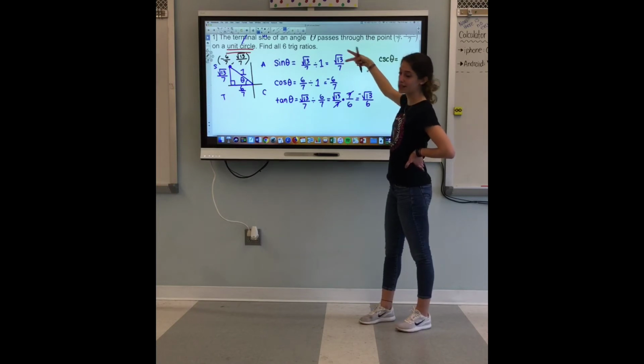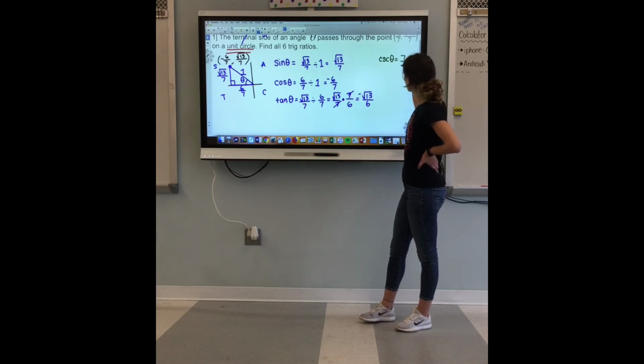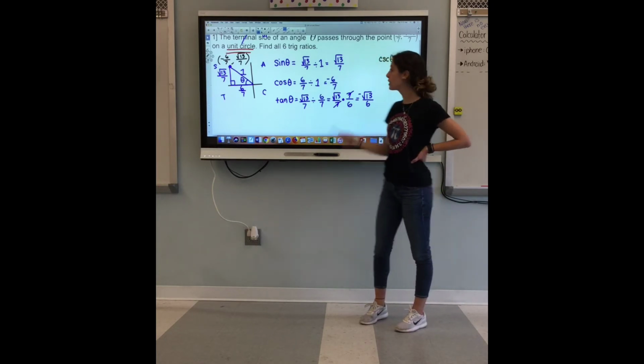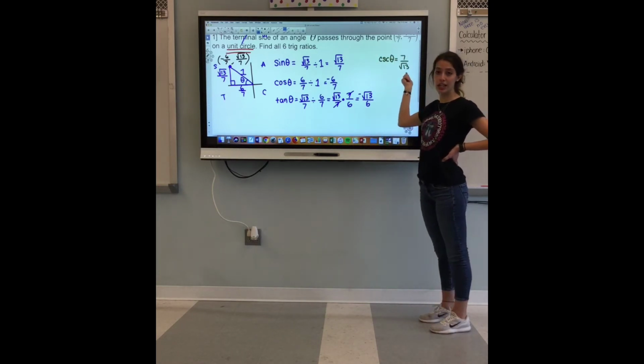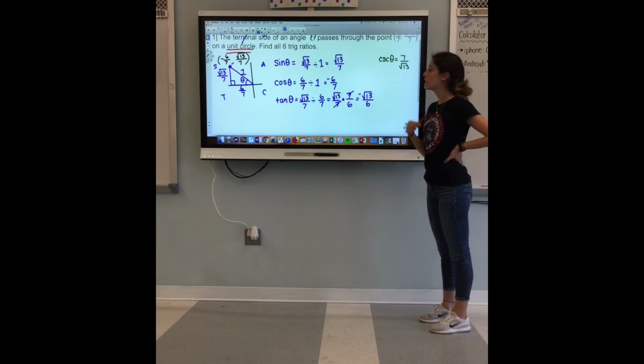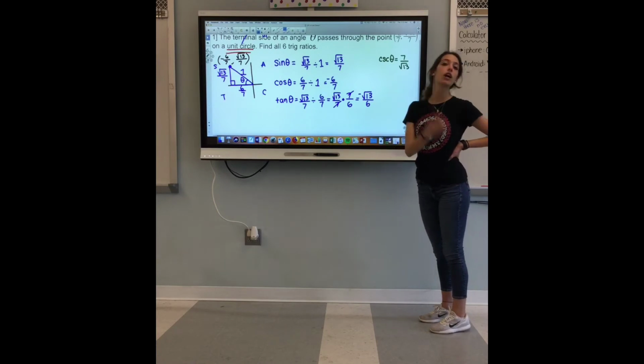So just flip this over, and you get 7 over radical 13. You can rationalize this, so multiply the top and bottom by radical 13. If you want to review how to do that, go back to lesson 1 in the do now.